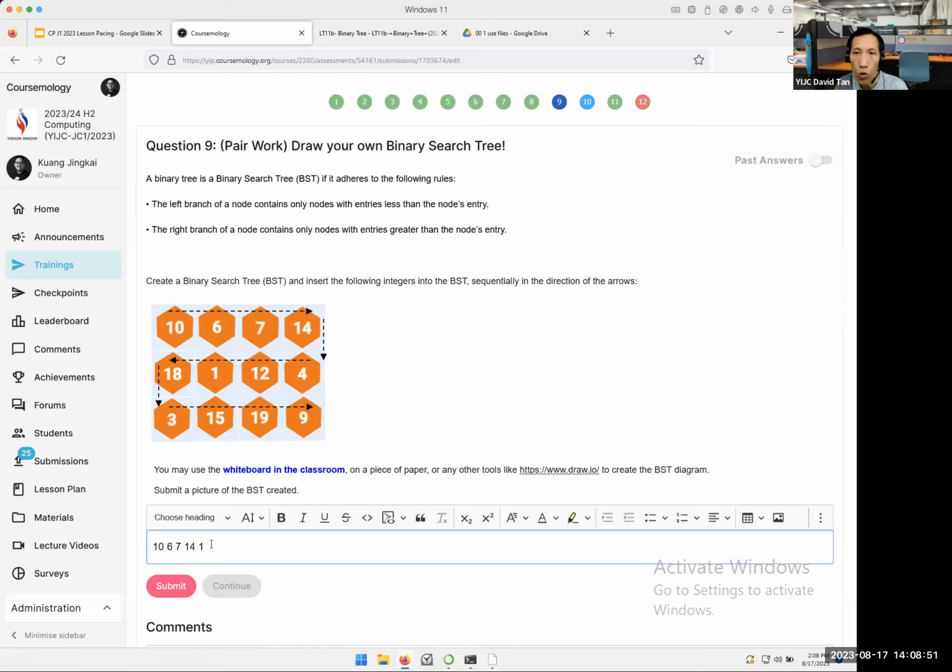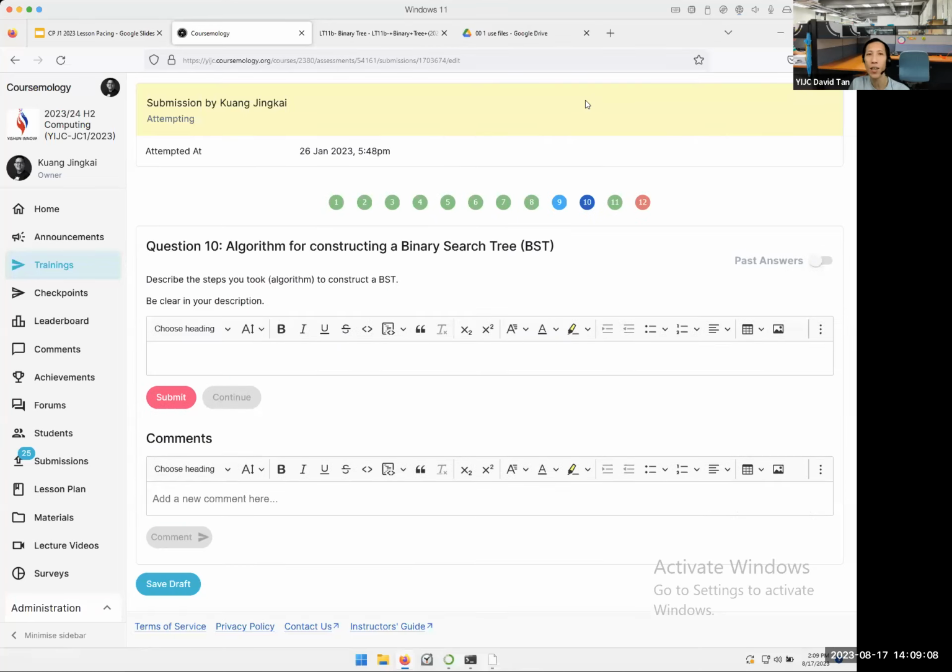But not only must you get the binary search tree done correctly, the next question, number 10, you have to explain how you do it. What's your strategy? What do you do? So then tomorrow that will be a very good interaction. We get everybody to share, and then we have all the methods.